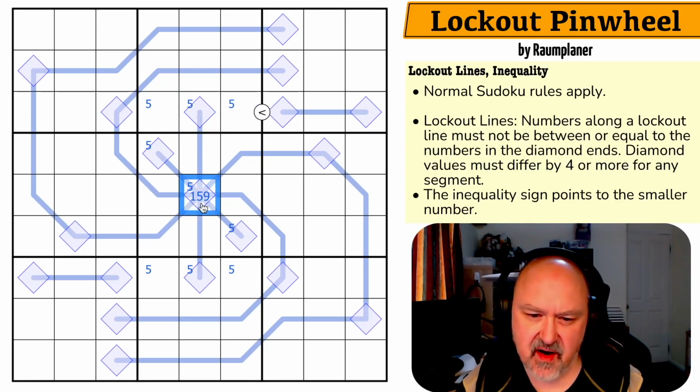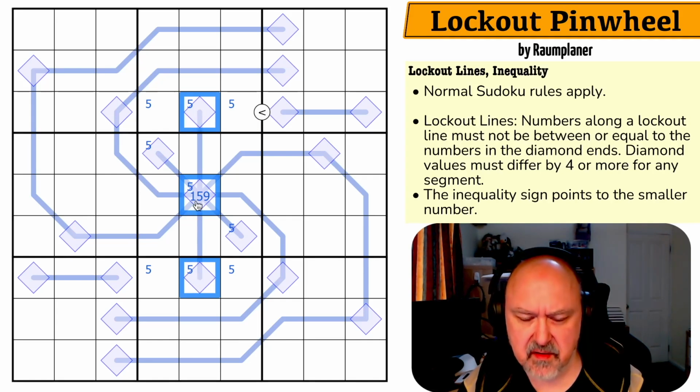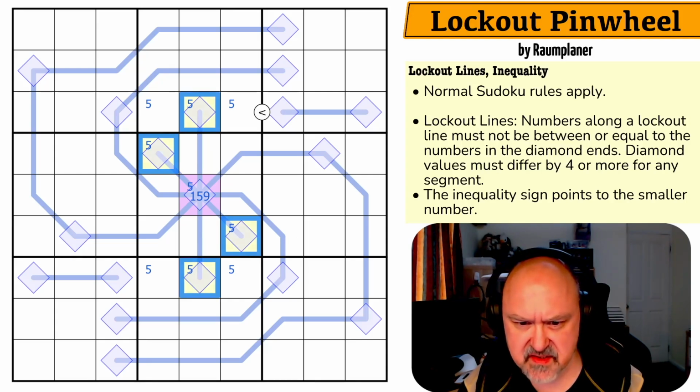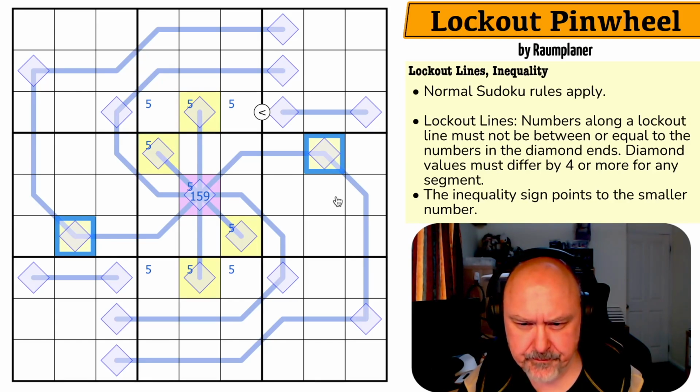If this is a 5, this would be a 1 or a 9, and this would be a 1 or a 9. Can I disprove this being a 5? If this is a 5, we end up with a 1, 9 here, a 1, 9 here. So let's say that is a 5. These would be 1, 9s, those would be 1, 9s. That would be a 1, 9, and that would be a 1, 9. And none of that looks to be a problem.